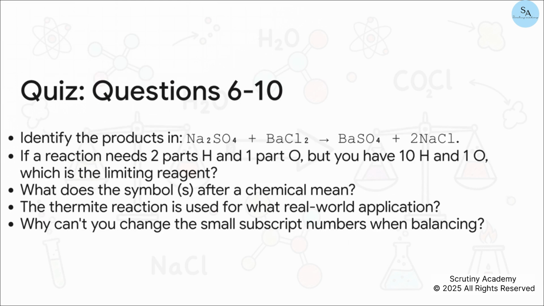All right, time for the last 5. Hit pause again and give it your best shot. Okay, let's go over the answers. The products are barium sulfate and sodium chloride. The limiting reagent is oxygen. The little (s) just means it's a solid. The thermite reaction is for welding railway tracks. And for the last one, you can't change the subscripts because that would change the actual molecule. You'd be talking about a completely different substance.